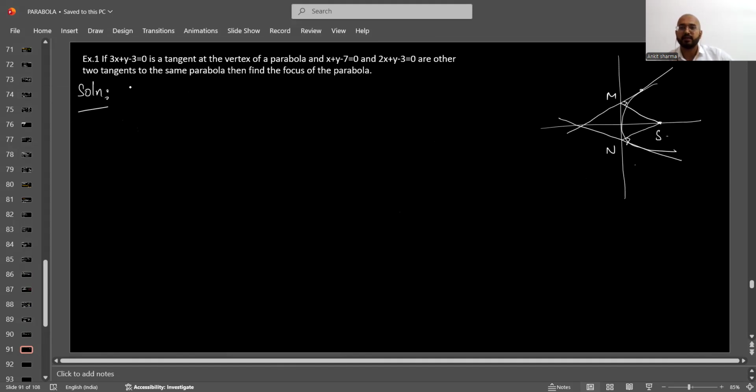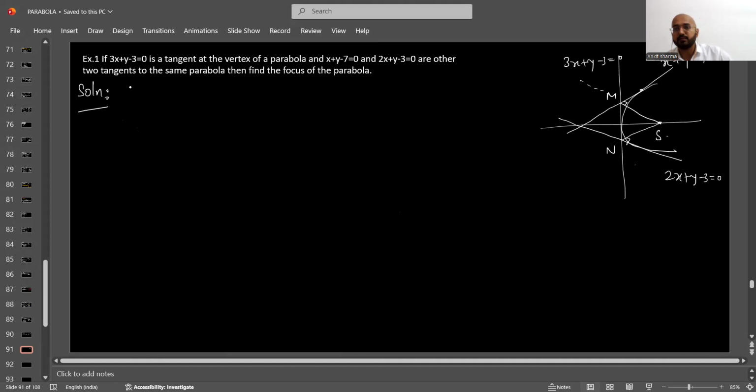For this, I can find out this is my tangent at the vertex, which is 3x plus y minus 3 is equal to 0. And this is my line x plus y minus 7 equal to 0. And the other line is 2x plus y minus 3 is equal to 0. Now I want the focus. So what I'll do, I'll solve these two equations simultaneously and get the point M.